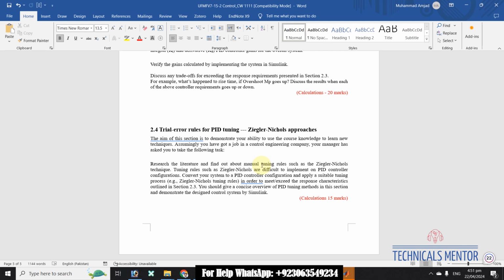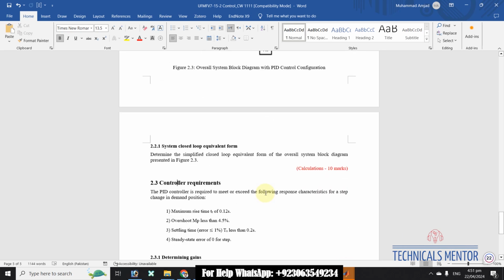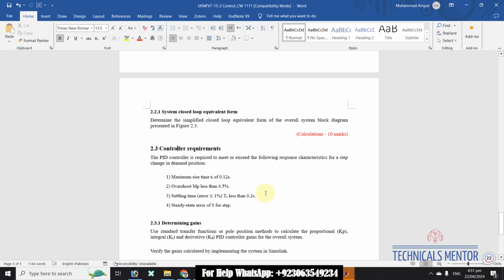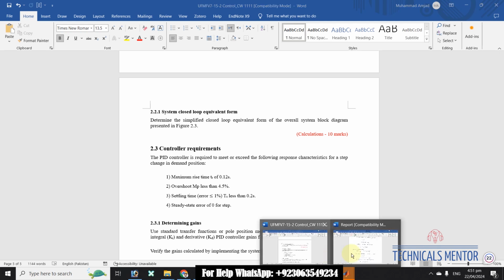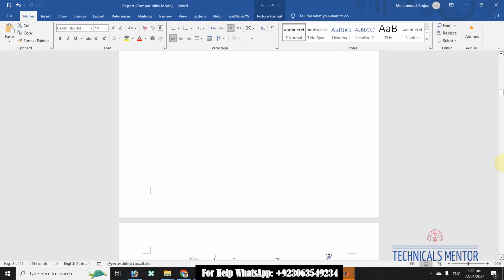We should give a concise overview of the PID tuning method in this section and demonstrate the designed control system by assembly. This is our project. I have already done the project. I show you the complete details and answers of this project in the report which I already made.